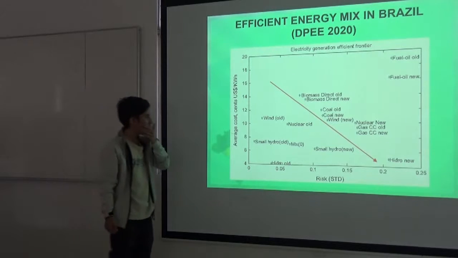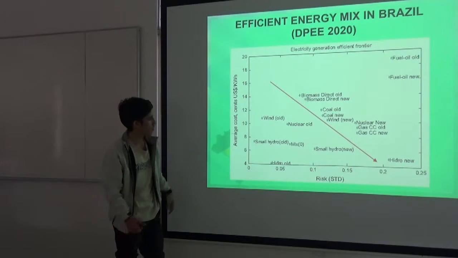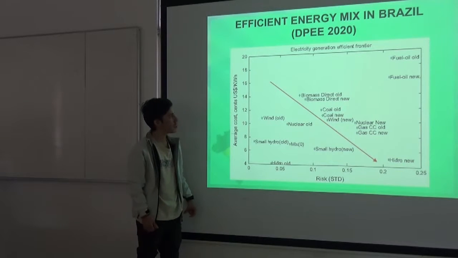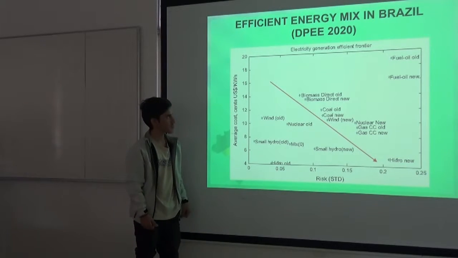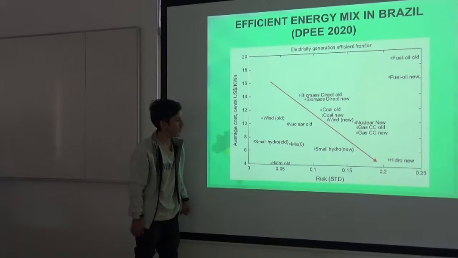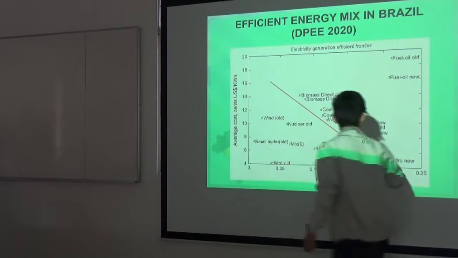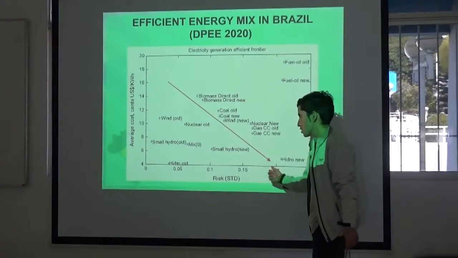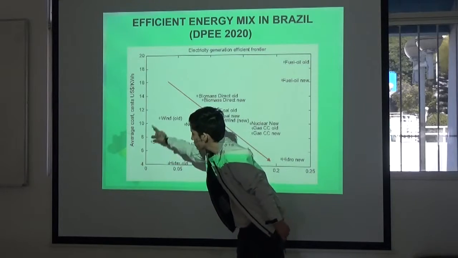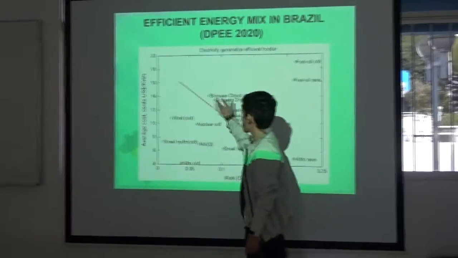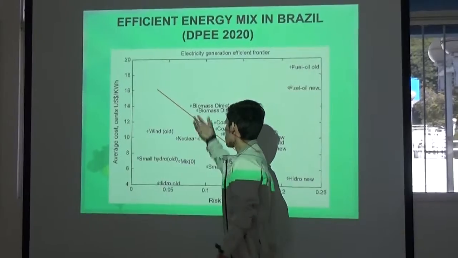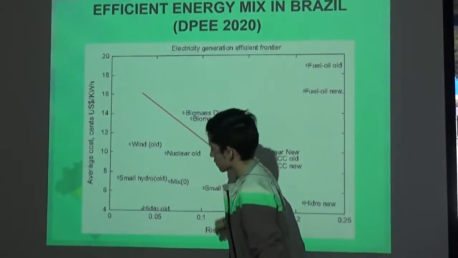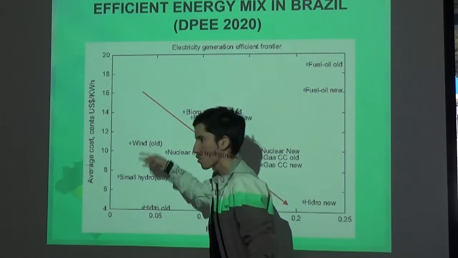In this figure, we can see the actual GPE for the GPE 2020. For example, we can see that wind has more risk but the minimum average cost. And biomass is the nearest to the line, with the minimum risk but a higher average cost.